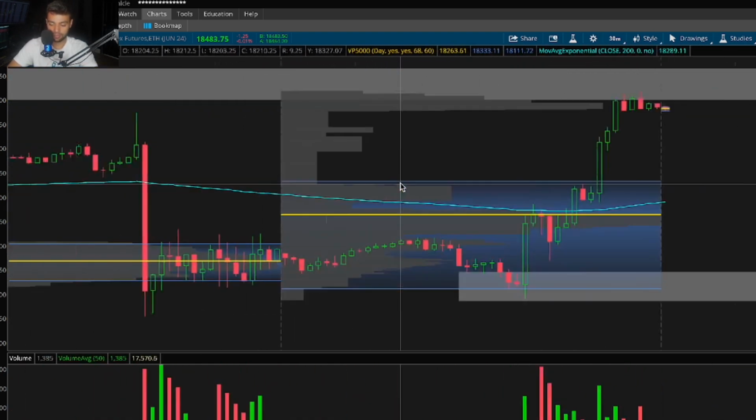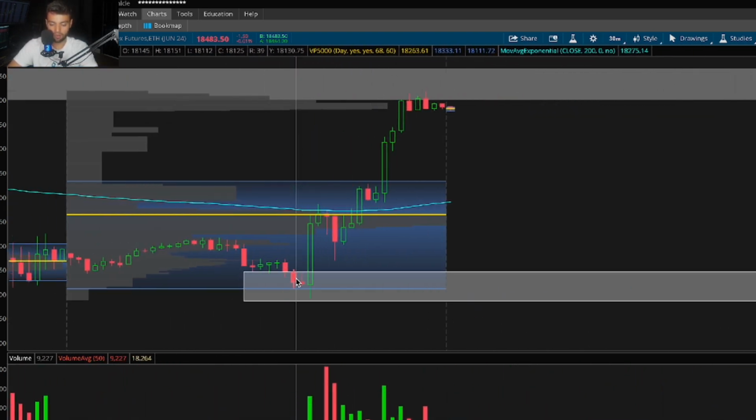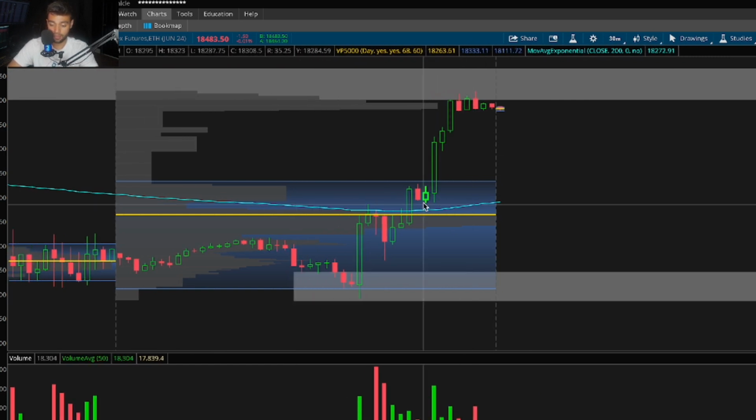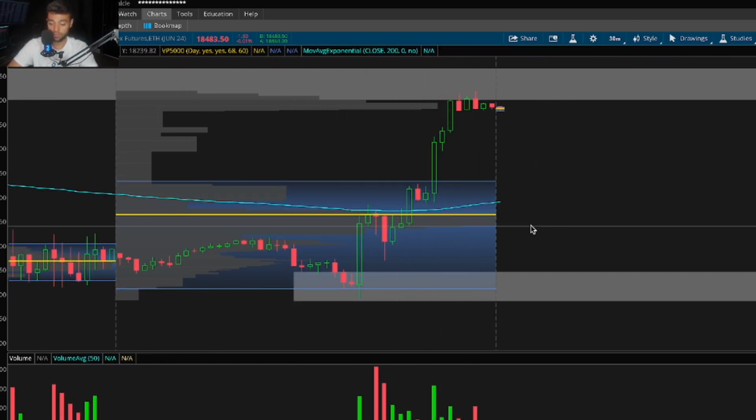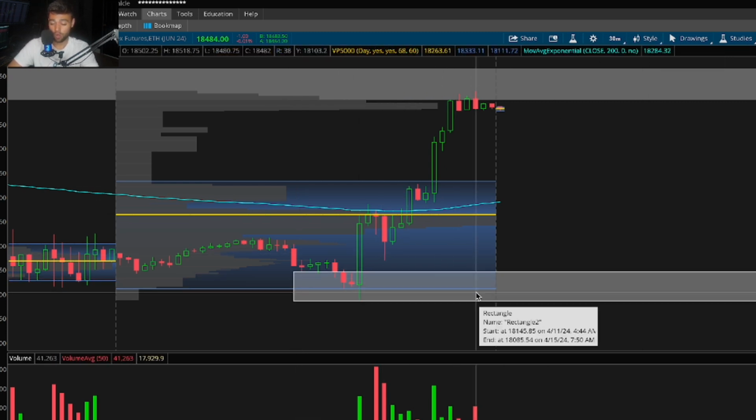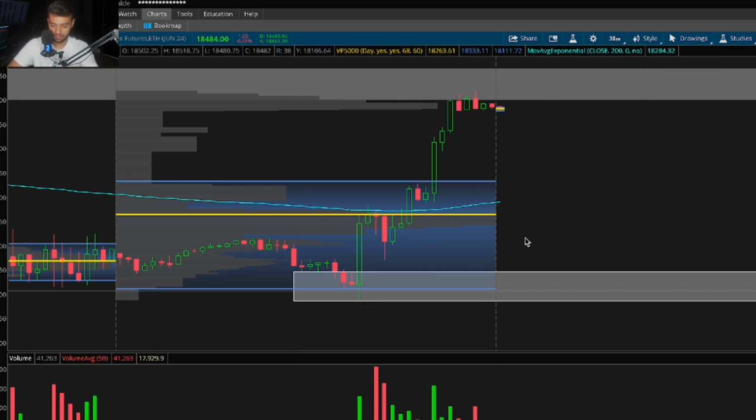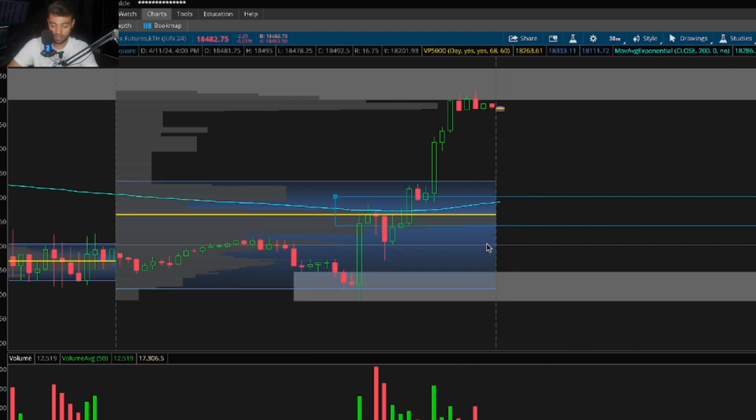Now let's look at this demand zone we have here. Where is the volume for this demand zone? It's honestly right here, right in the middle. So this demand zone isn't super strong. This is still a demand zone, because if you look at the footprint chart or at delta, you'll still see an abnormal amount of positive delta here and sellers getting absorbed. This is still a zone.